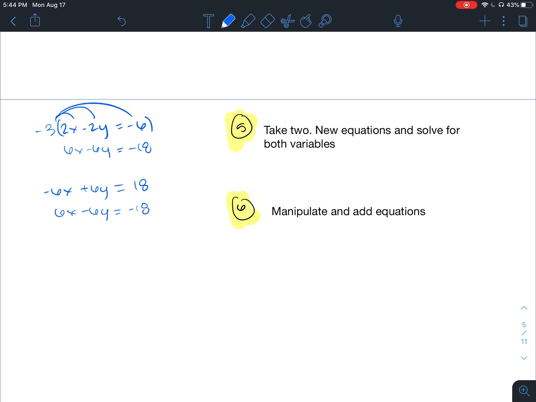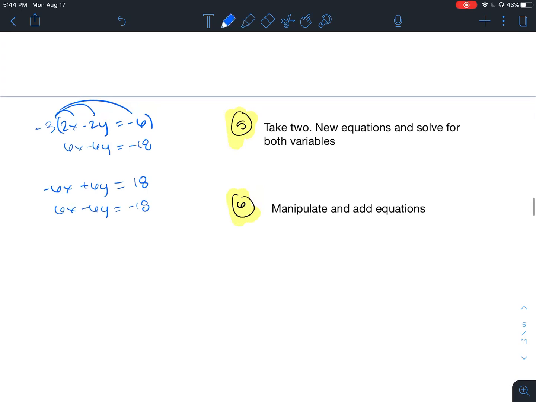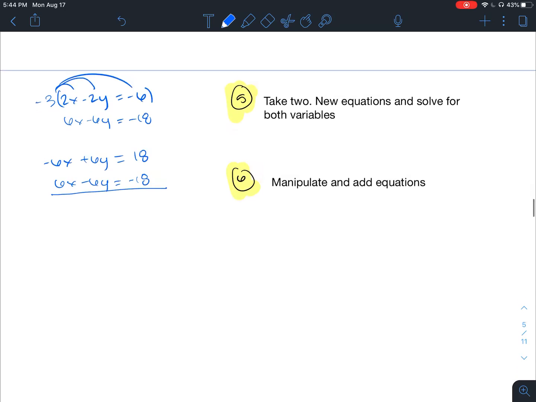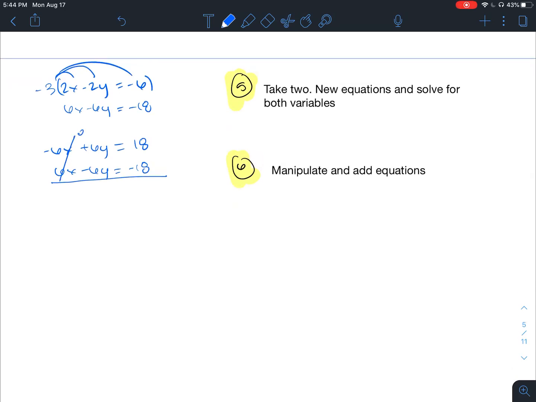So hopefully right now you can see what's going to happen. Kind of similar to a system with no solutions, but just a little bit different. Because if we add these together, well, that's going to be 0, that's going to be 0, that's going to be 0. So we have 0 equal to 0. If this ever happens, that means you have infinitely many solutions.